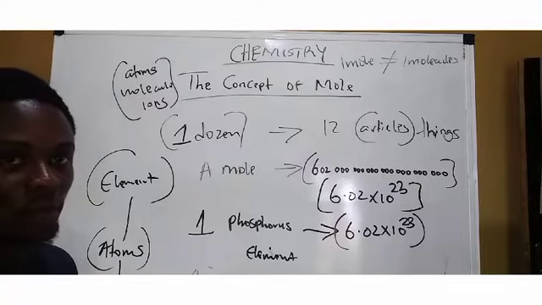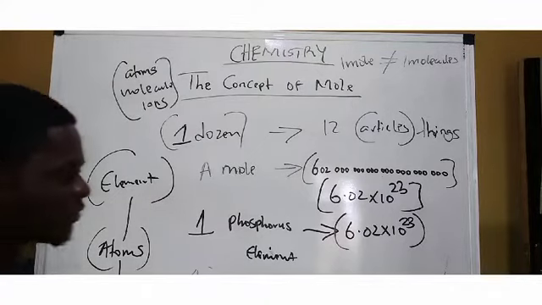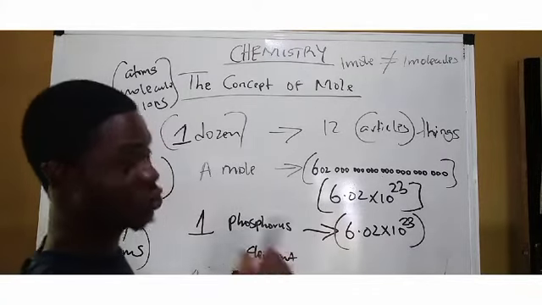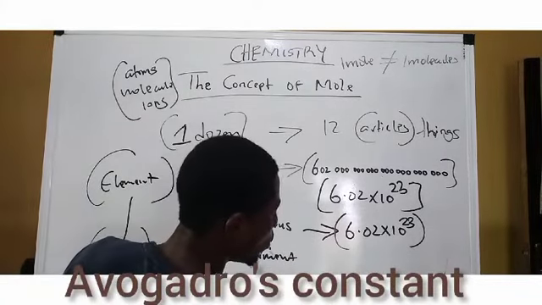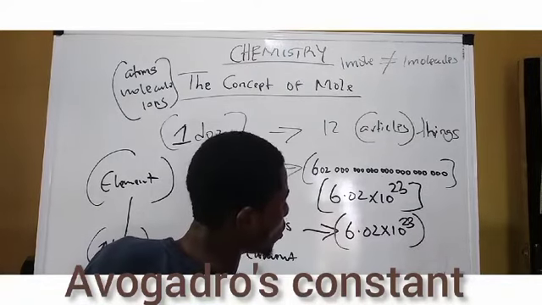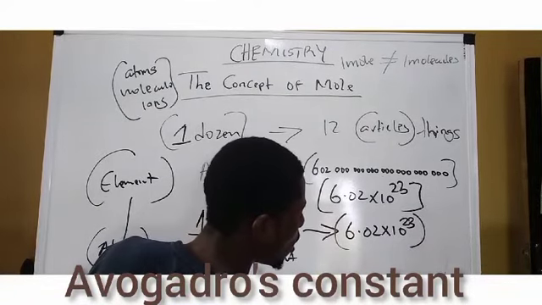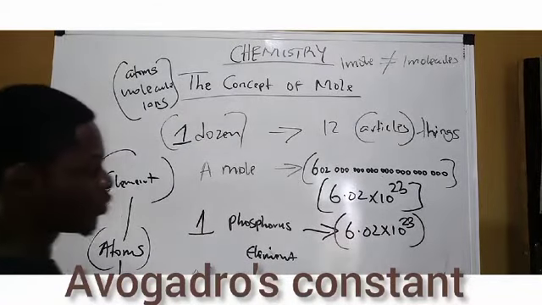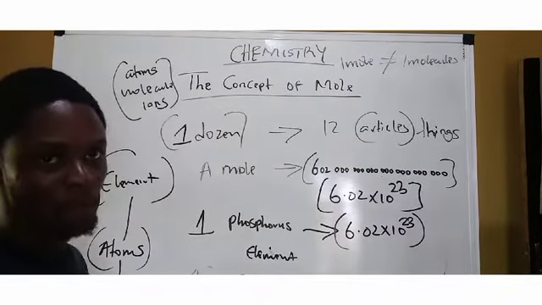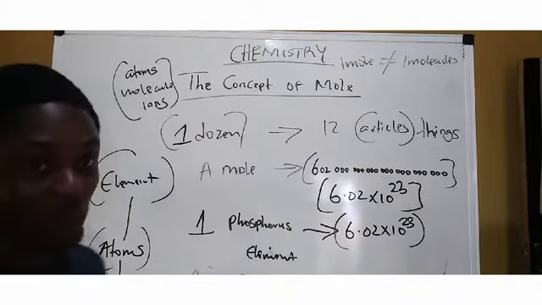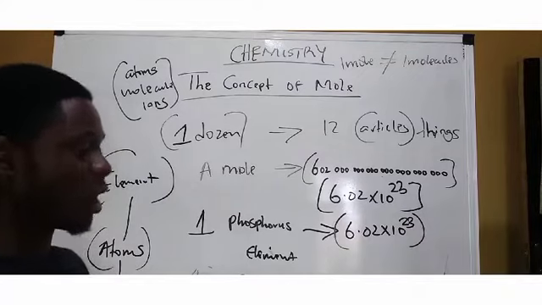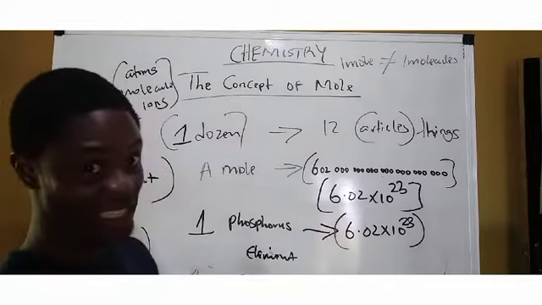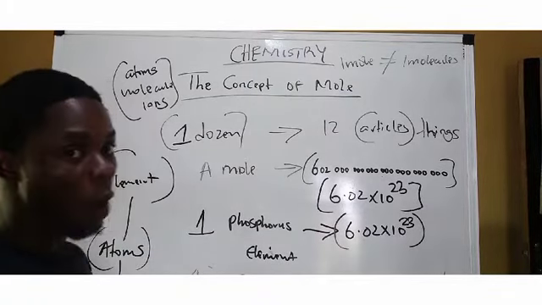Just before I move on, this value in chemistry is usually called Avogadro's number, or Avogadro's constant. This phenomenon was discovered by a scientist named Avogadro, an Italian scientist. That's why this value was named after him, Avogadro's number or Avogadro's constant.